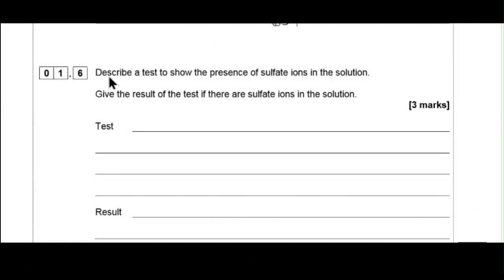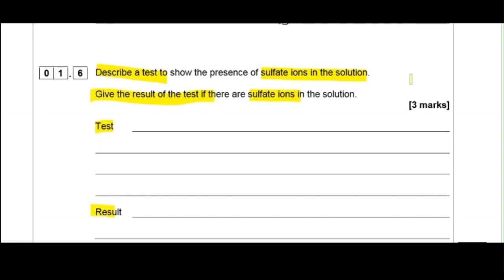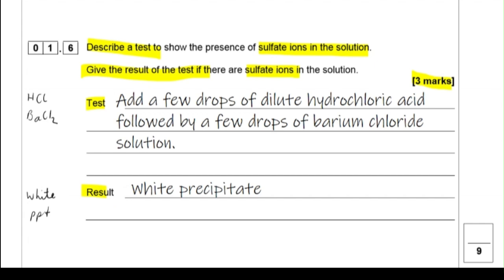1.6. Describe a test to show the presence of sulfate ions in the solution. Give the result of the test if there are sulfate ions present in the solution. So what we need is a test and a result, and that's for 3 marks. Again, it's a classic one that you should have learned: a few drops of hydrochloric acid with a few drops of barium chloride, and the result, a white precipitate. So to get 2 marks, you must say add a few drops of dilute hydrochloric acid followed by a few drops of barium chloride. And for the 3rd mark, you must state that you get a white precipitate as the result.